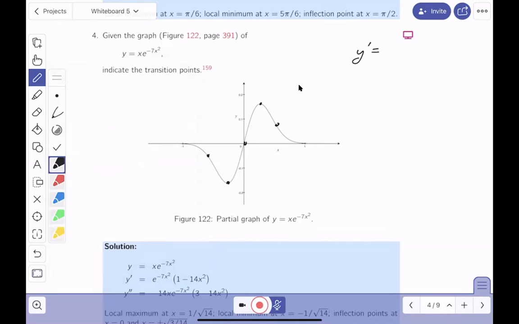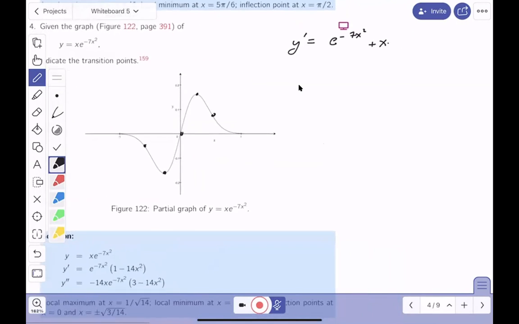And what's that going to be? Well, the derivative of x is 1, so e to the minus 7x squared. And then what are you going to get? Plus x times, well, that's easy, that's e to the minus 7x squared. And then the derivative of minus 7x squared is minus 14x.